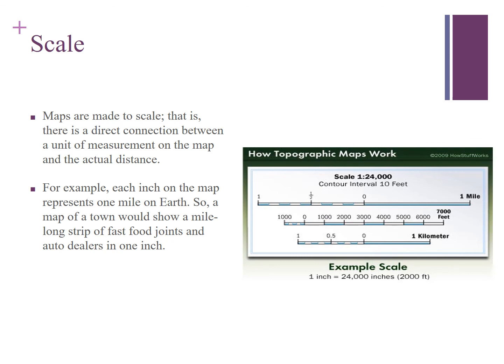Now, as alluded to before, maps are made to scale. That is, there is a direct connection between the unit measurement on the map and the actual distance, right? It is a representation but a much smaller, manageable size. For example, each unit on the map can represent 1 mile or 1 kilometer on the earth. So a map of a town will show just a mile-long strip for fast food joints or car dealerships on it. Scales, like I was mentioning in the previous notes, you first have the title, then legend, compass, and then scale there. Every map needs to have those components included.